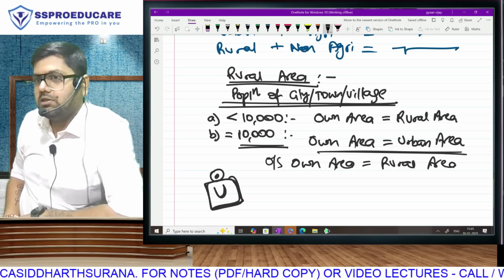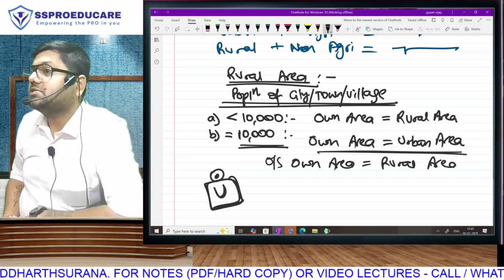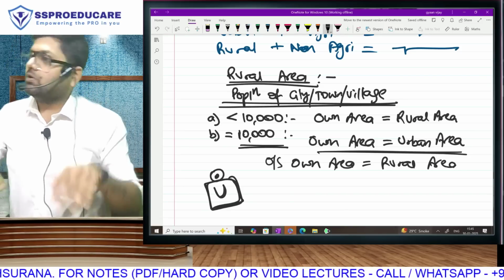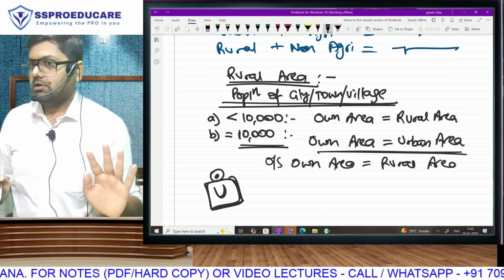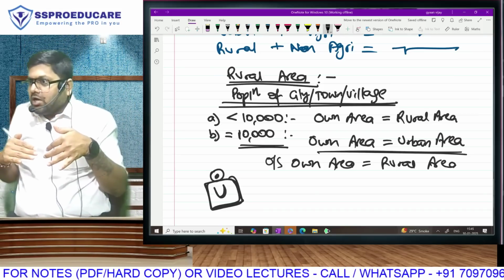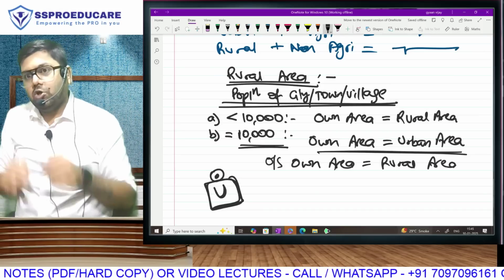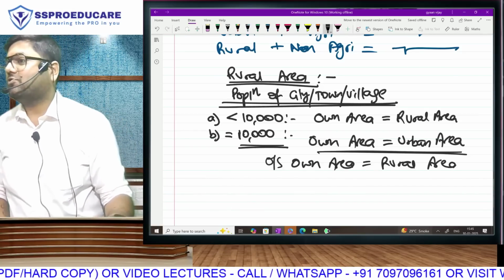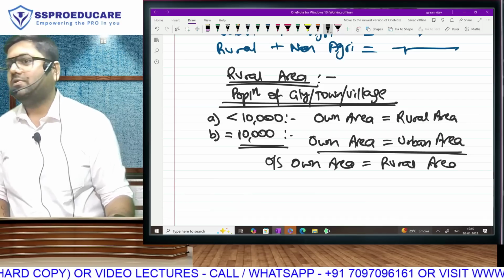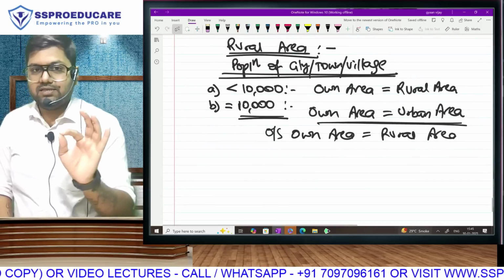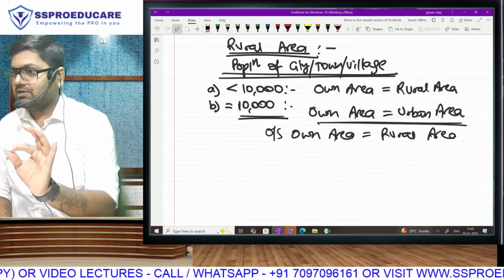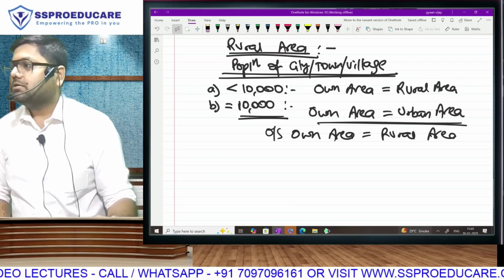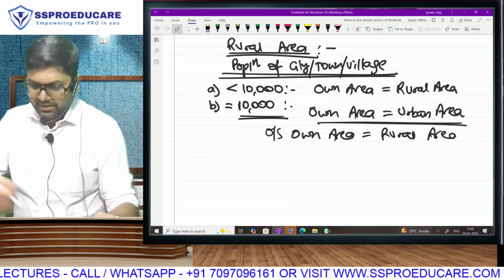You understood? The moment your population touches 10,000, you become urban. Anything rural is outside your area. But if your population is less than 10,000, you yourself are rural. So actually they have not given a definition of rural area. They have given a definition of urban area. They say any city or town with a population of 10,000 is an urban area. Less than 10,000 will be rural. And greater than 10,000 I am discussing next.